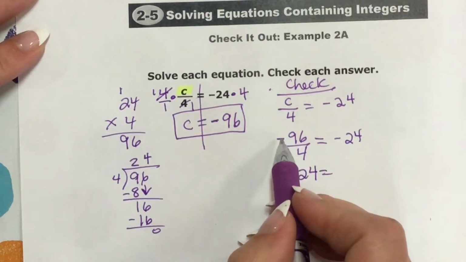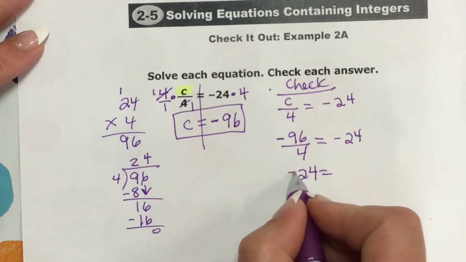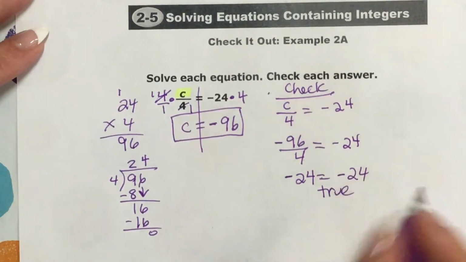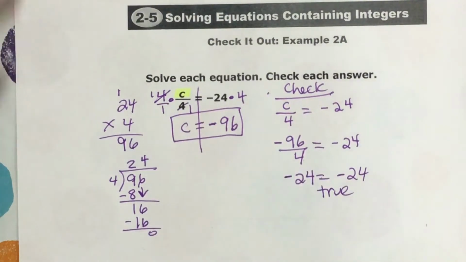But remember, when we divide a negative by a positive, our answer is negative. So there we go. It's the same thing, which means it's true. So if you got this right, great job. You're awesome. Let's go on to example 2B.